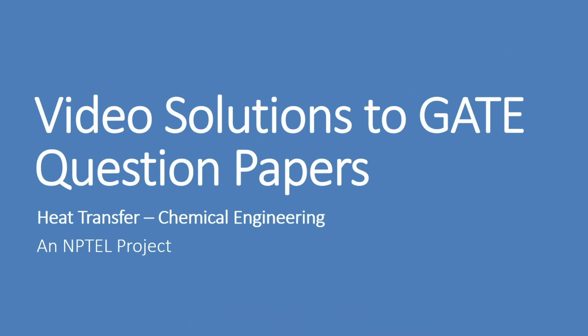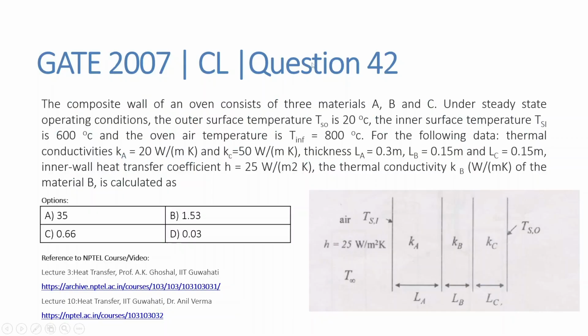Hello everyone. We will be solving question number 42 of the Chemical Engineering GATE 2007 paper, and the subject is heat transfer. The question is, the composite wall of an oven consists.